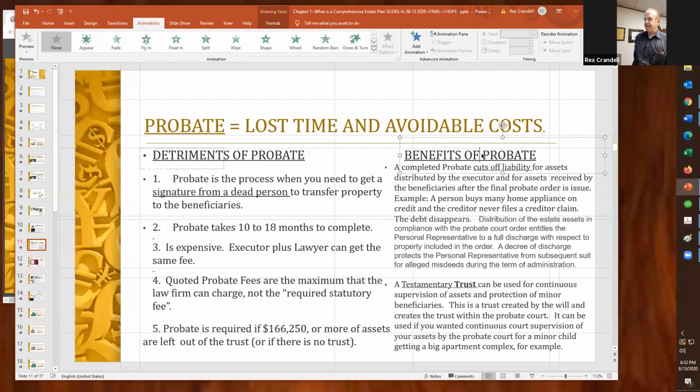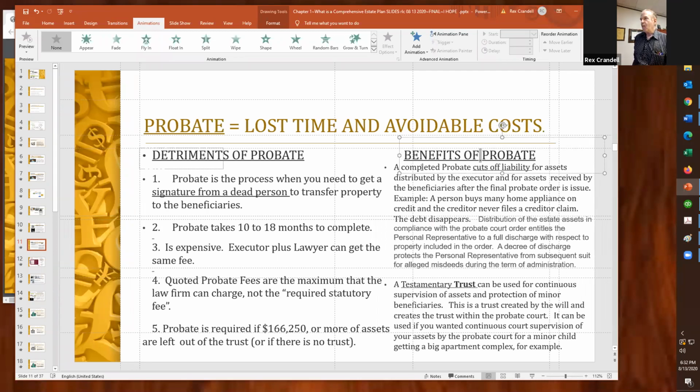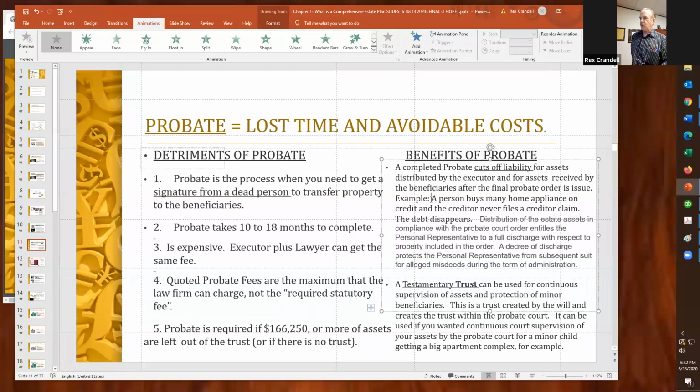Okay, some of the benefits of probate. You have to dig far for them, but there are some. It cuts off liability for the executor and the beneficiaries. Let's say, for example, that the decedent had bought a lot of home appliances on unsecured debt, and then they passed away. During the probate, the creditors never filed a creditor claim. As soon as the probate is over, that liability is expunged and disappears.